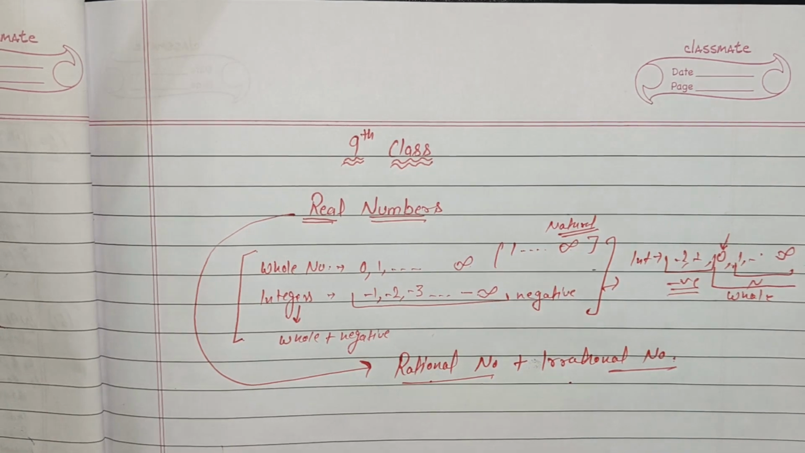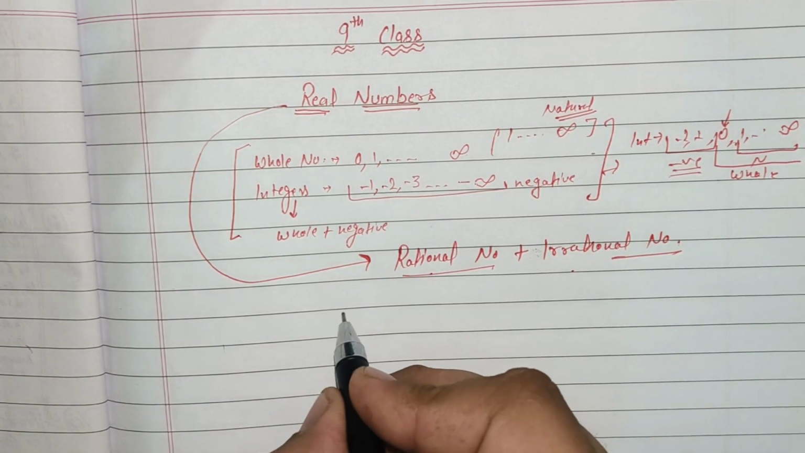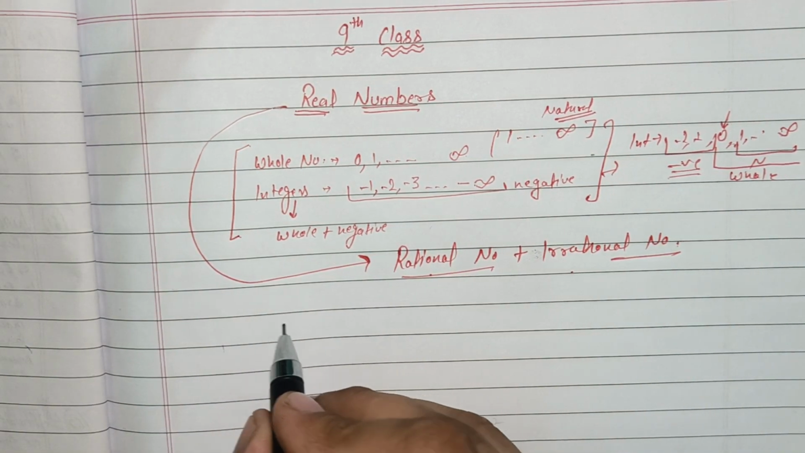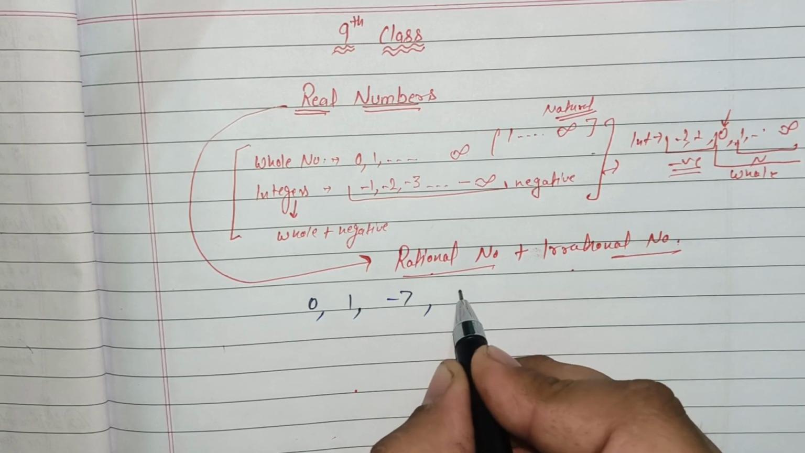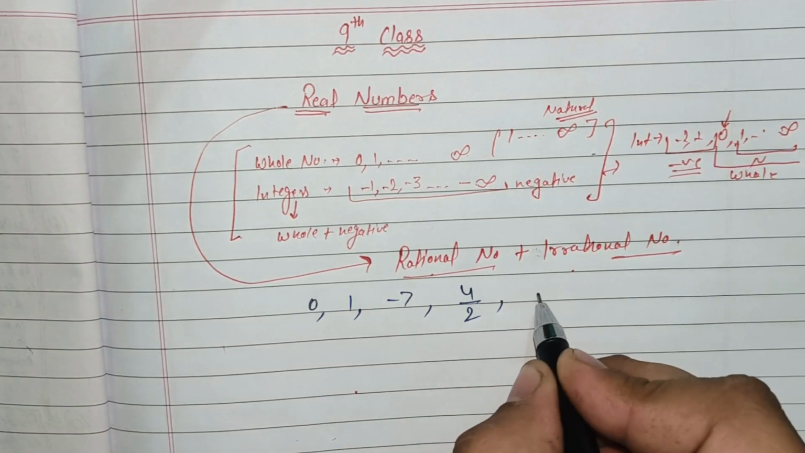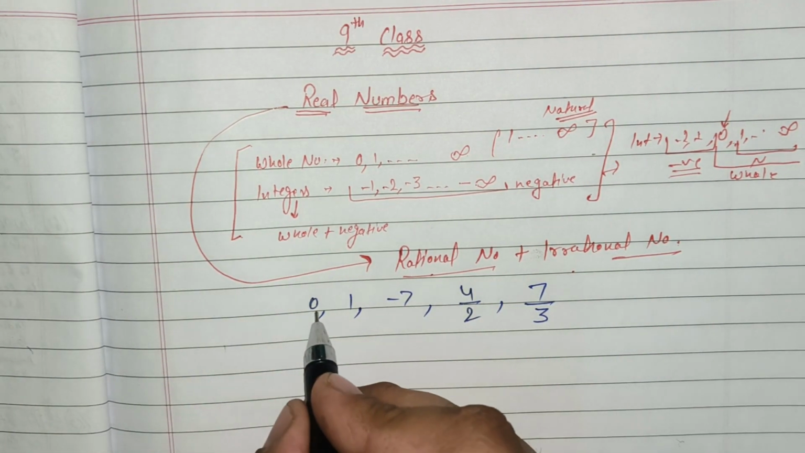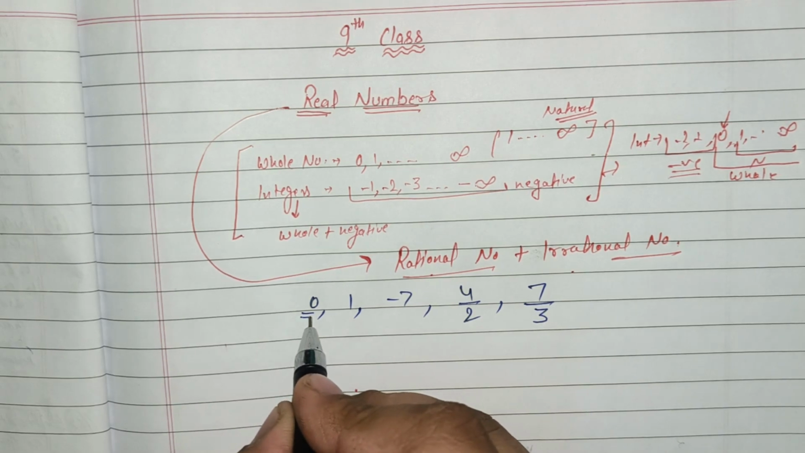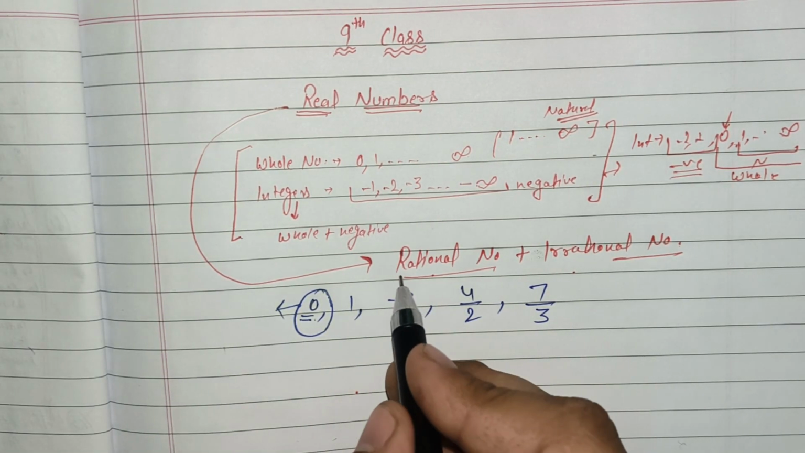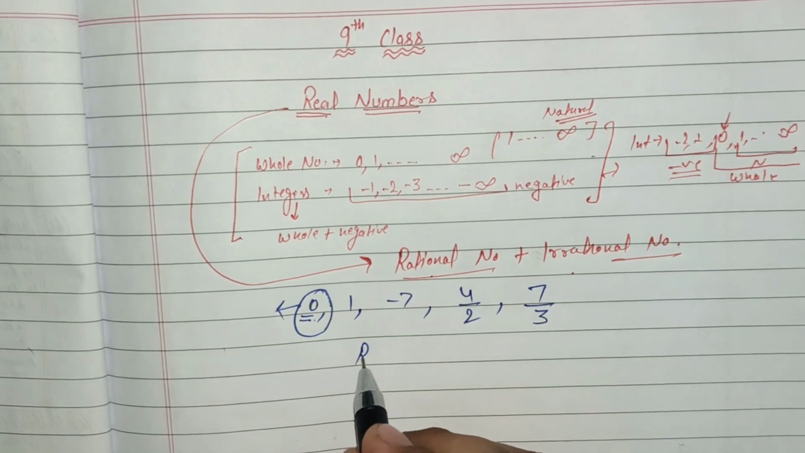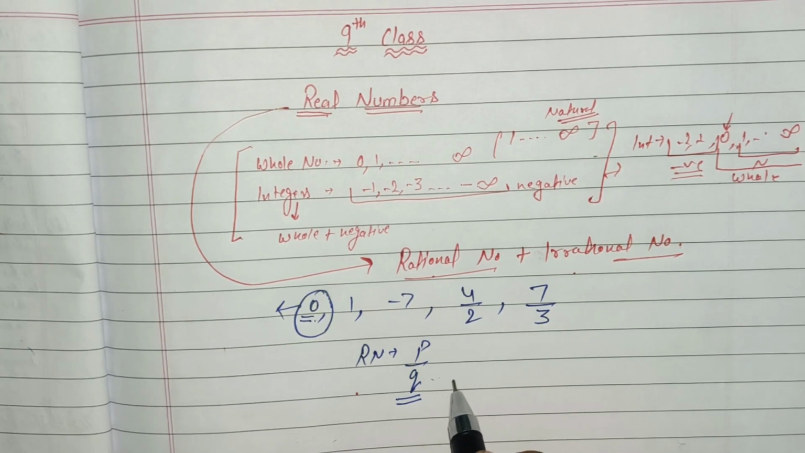So for example, we have a set of different numbers: 0, 1, -7, 4 upon 2, 7 upon 3, in such a way. So can we say that 0 is a rational number or irrational? So let's start. First, here is a 0. By definition, a rational number is a number which can be expressed in the form of P upon Q, where Q cannot be 0.